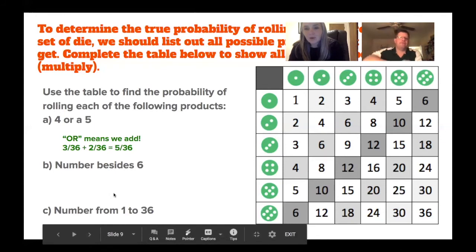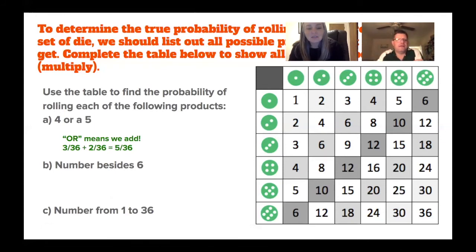What if I had said 4 and 5? Well, I can't get 4 and 5 at the same time, can I? Why not? Because every product is unique. There's only one answer to a multiplication problem, Miss Young. That's silly. Yeah. In math, the word or and the word and are so important.